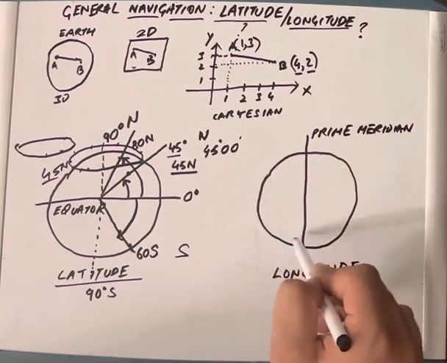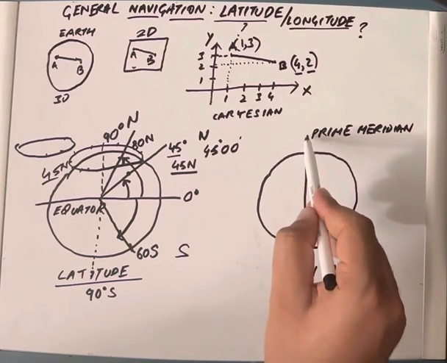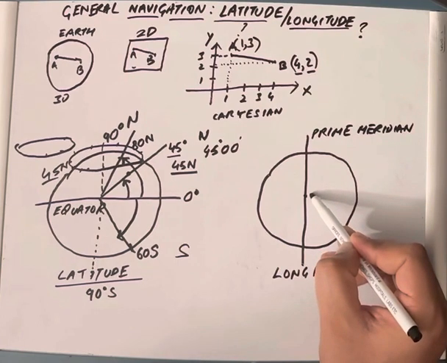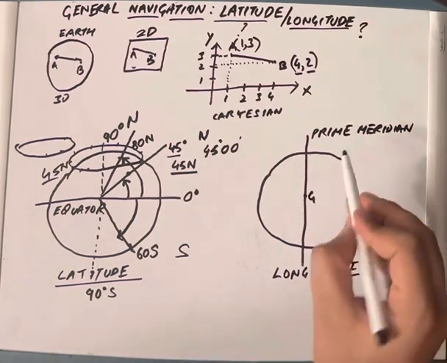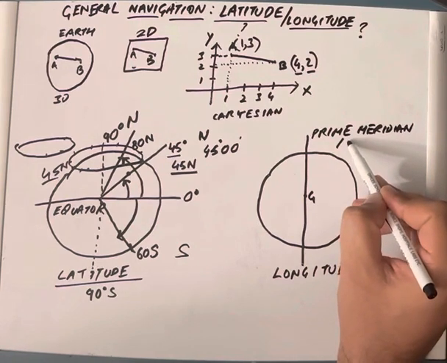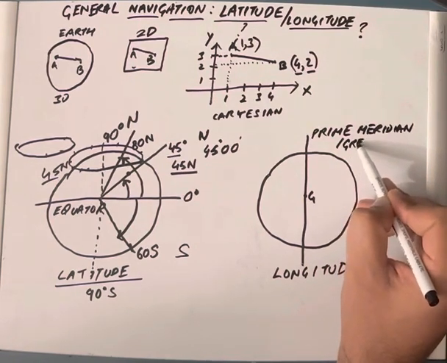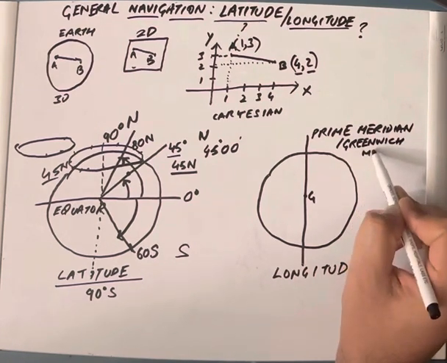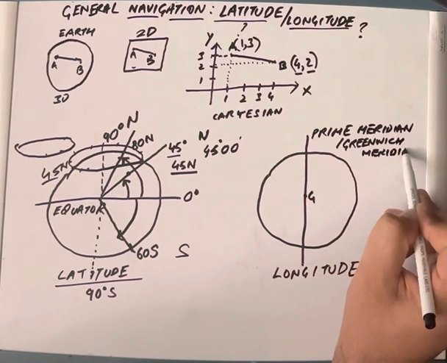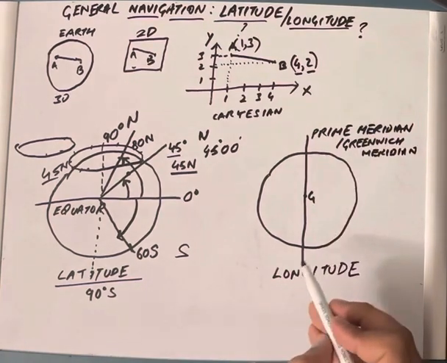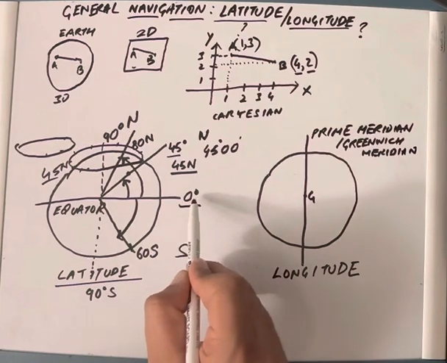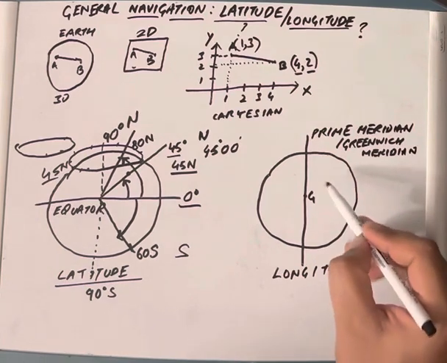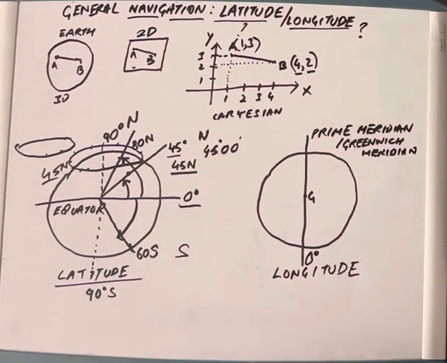So now we have drawn the Earth over here. There is a vertical meridian which passes through a place called Greenwich in London. I am representing it by G. It is also called the prime meridian or Greenwich meridian. I'll write it here. So this Greenwich meridian, as the equator was given 0 degrees on the latitude, is given 0 degrees on the longitude.